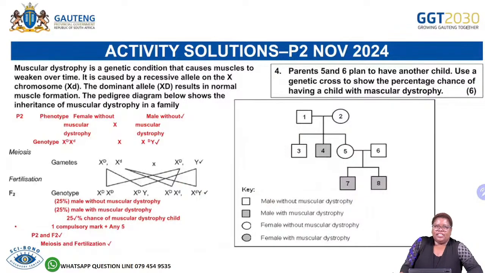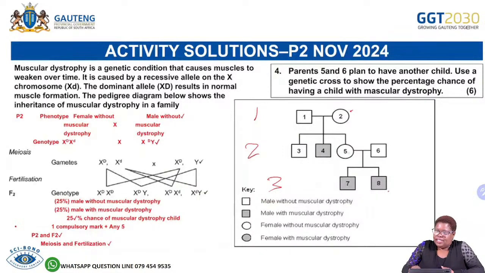Let's do the last activity for this first session. Again, from paper 2 of November 2024. We are continuing with the last question there, number 4. Right. You had first generation, second generation, third generation, right? Parents not affected, but look at their grandchildren, right? Their grandchildren have muscular dystrophy. What does this mean to you?